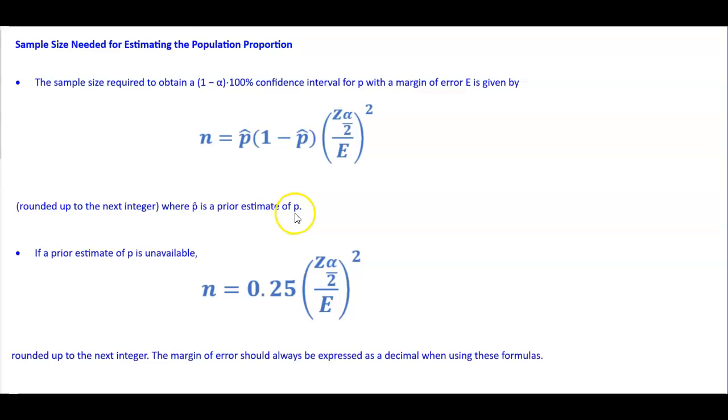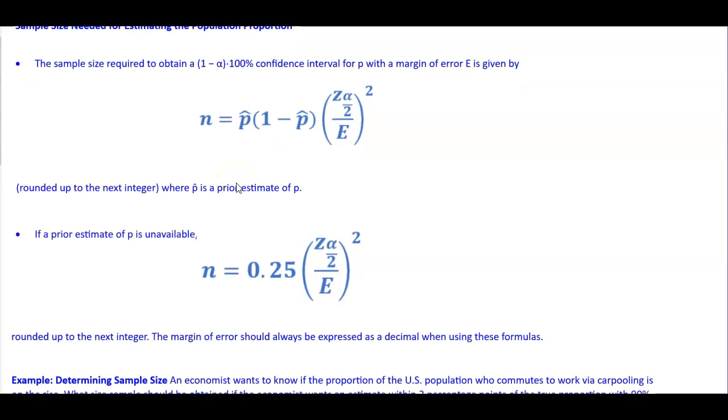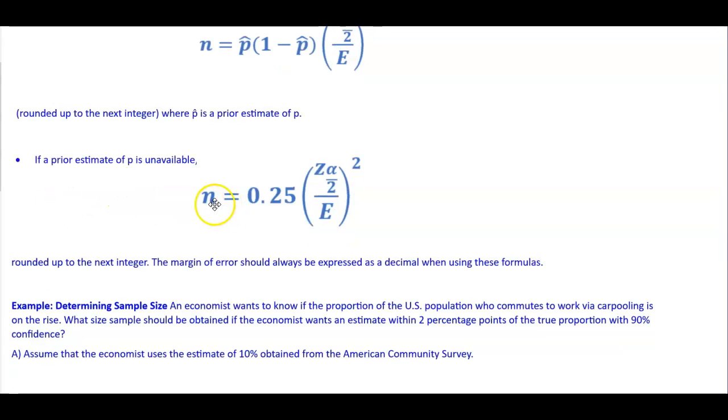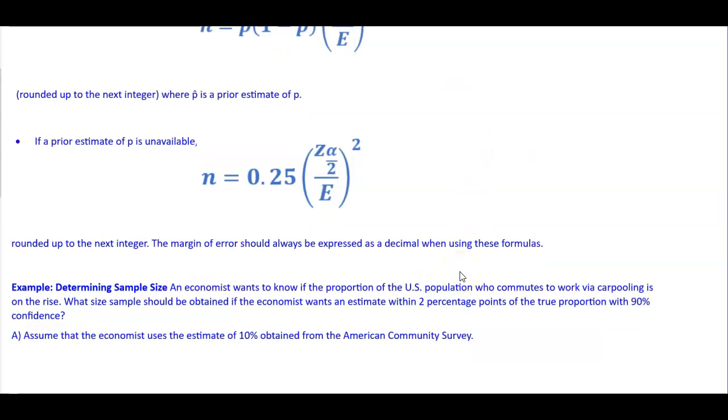You round up to the next integer, where the point estimate is a prior estimate of p. When it comes to the sample size, because you're dealing with a person or an object, you have to round up regardless. If the prior estimate of p is unavailable, then you would use this formula: n is equal to 0.25 times the critical z value divided by the margin of error, squared, and again rounding up to the next integer. The margin of error should always be expressed as a decimal when using these formulas.